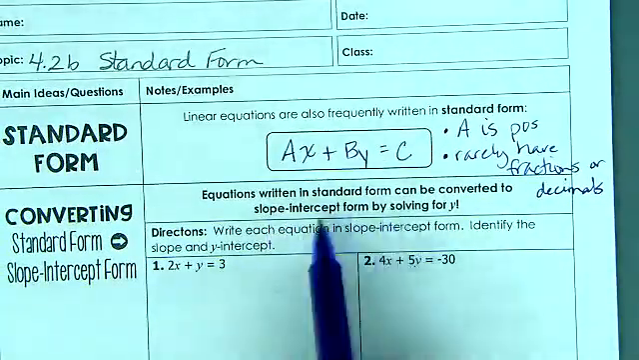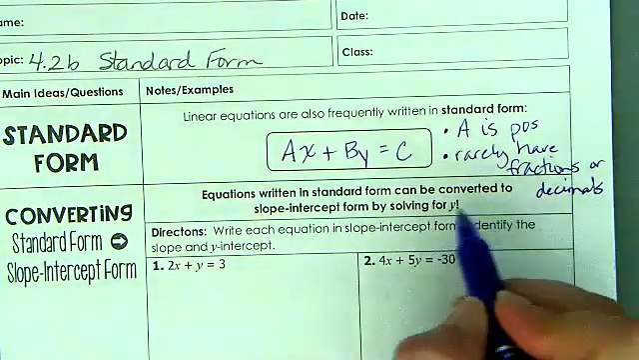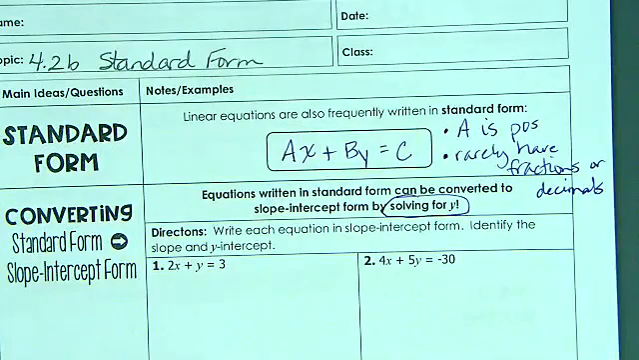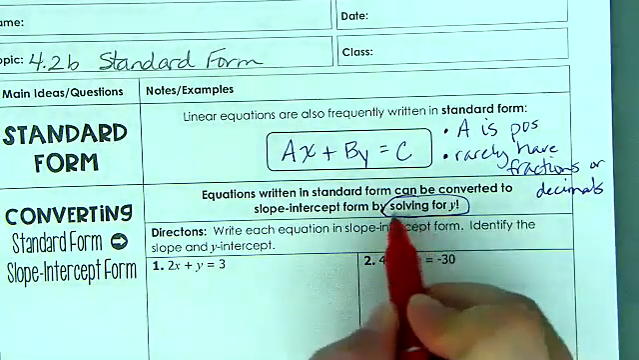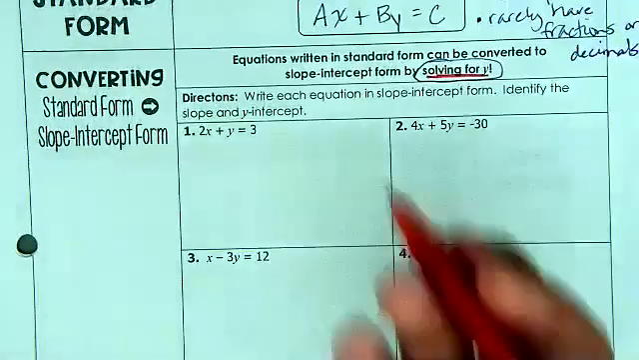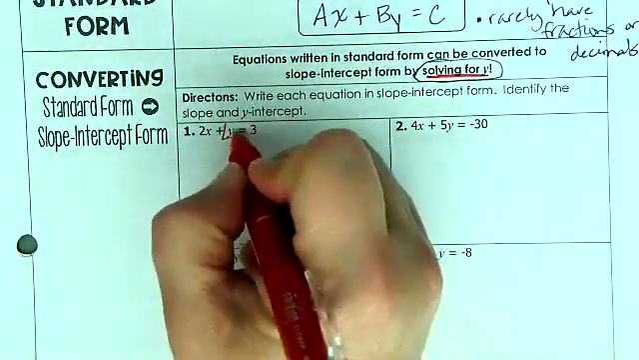Okay, so what we're going to be doing is rearranging these. The big thing to pay attention to here is we solve for y. You solve for y is the way you think about it. You're just solving an equation. So when I look at this, what do I have to do to get the y by itself?